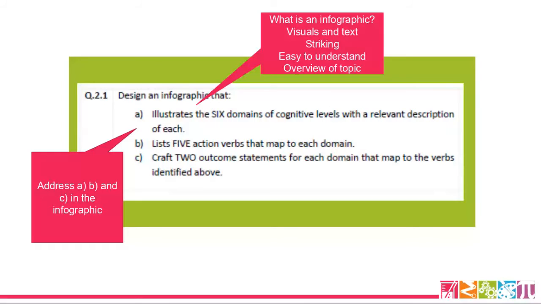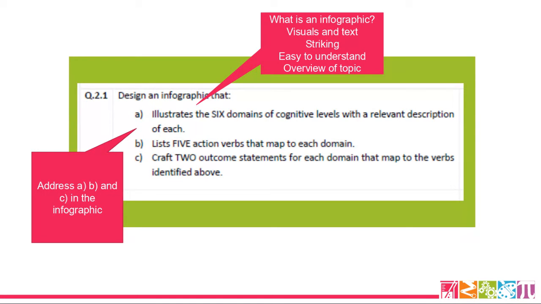Right, so let's just focus on what is an infographic. An infographic is where visuals and text are used to create an easy to understand, striking overview of a topic, so that by just looking at that one pager or that small infograph, we understand what is meant by a certain topic. So your text should be the minimum, but it should be enough that we understand. So you use pictures, shapes, icons, visuals to make it interesting and striking.